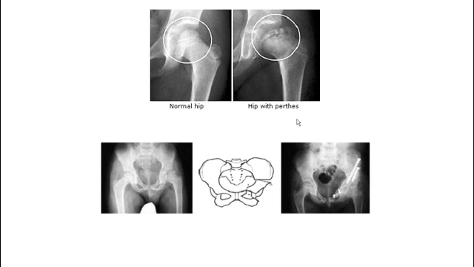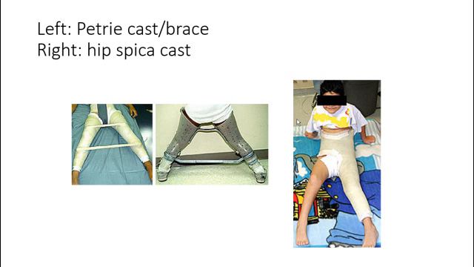Here's another picture, and it's kind of a close-up of the previous one, where you can certainly see the normal versus the avascular necrotic hip. So here's an example of the bracing that they may do with the abduction splint or abduction cast. On the left, it's called a Petrie cast or brace, and again, it puts them into a wide bit of abduction to seat the head of the femur into the acetabulum.